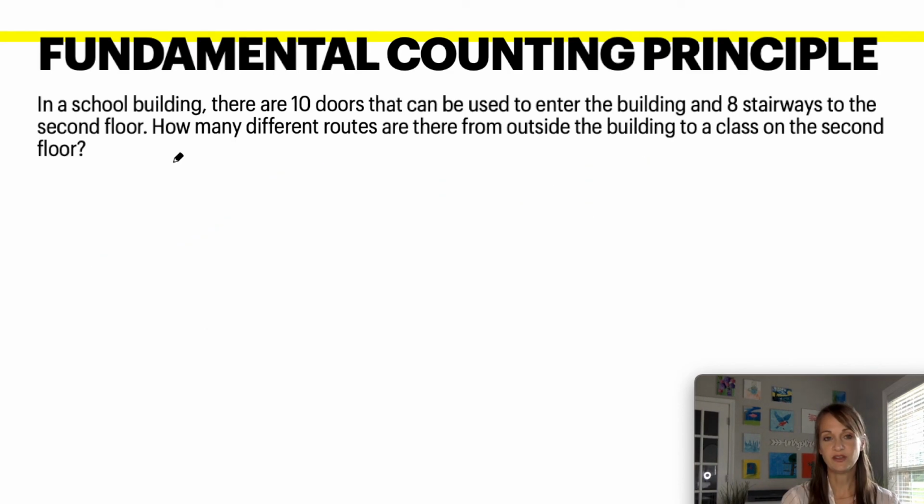In a school building, there are 10 doors that can be used to enter the building and 8 stairways to the second floor. How many different routes are there? According to the fundamental counting principle, you have 10 doors and 8 stairways, which means you have 80 different routes that can be taken from the outside of the building to get to the second floor.